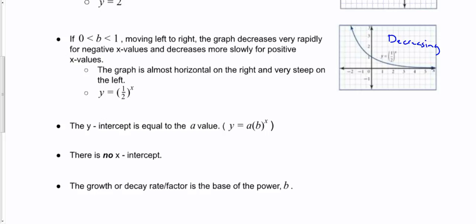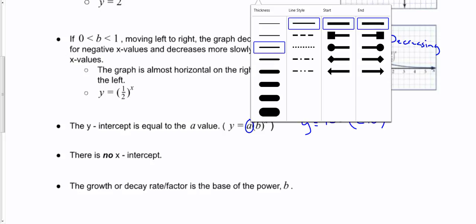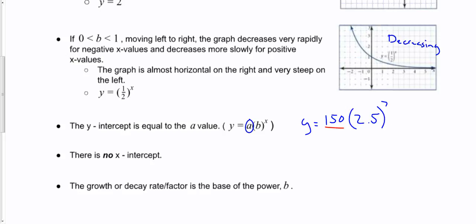The next thing is that the y-intercept is always equal to the a value. So whatever that a value is, that's going to be the y-intercept. So let's say we had an equation y is equal to 150 times 2.5 to the exponent 7. This means that my y-intercept is going to be 150.